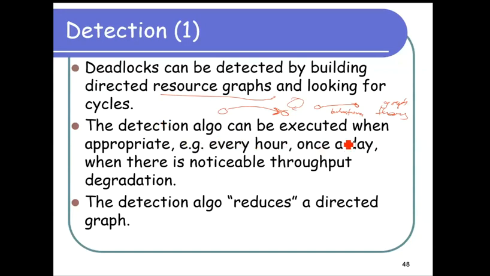The detection algorithm can be executed when appropriate: every hour, once a day, or when there is noticeable throughput degradation. A good OS has data analytics, day by day. When you run a simulation or a video rendering, it will take a lot of resources, and your system will become slow.